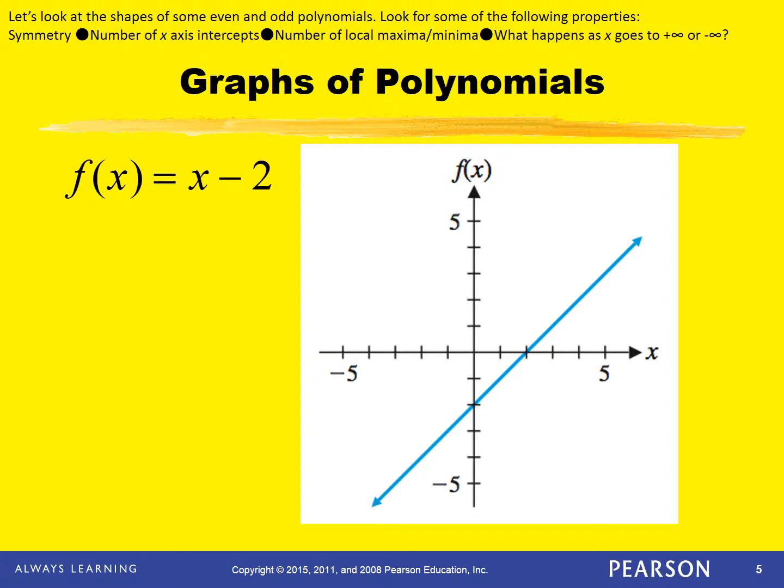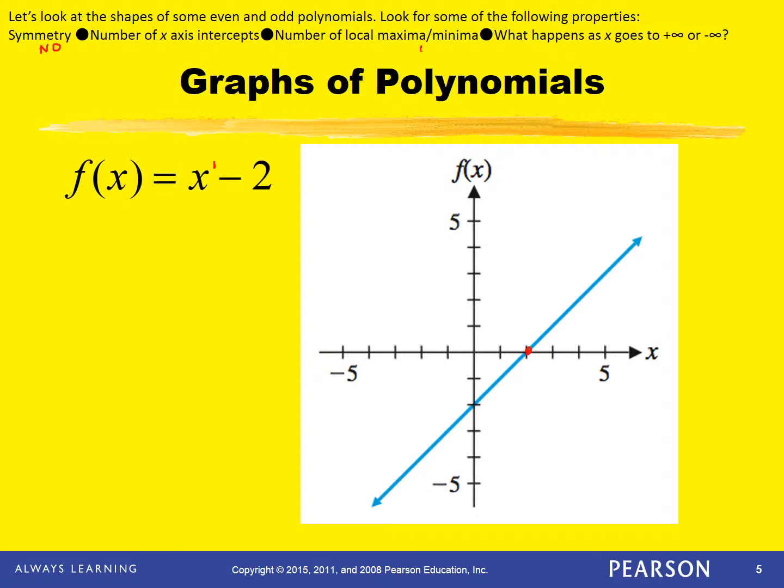Okay, so here's a function f. It is of odd degree, I should say. And let's see, does it have symmetry? An odd function does, but this does not. No symmetry. It doesn't have x-axis symmetry. If it did, it wouldn't even be a function. It doesn't have y-axis symmetry, doesn't have origin symmetry. Number of x-intercepts, 1. Number of local maxima or minima: there's no peak or valley, so none.